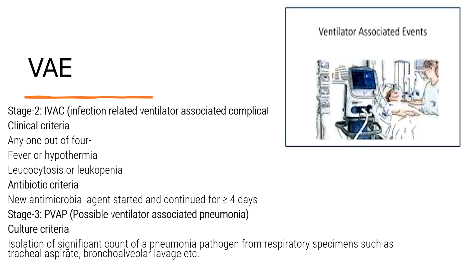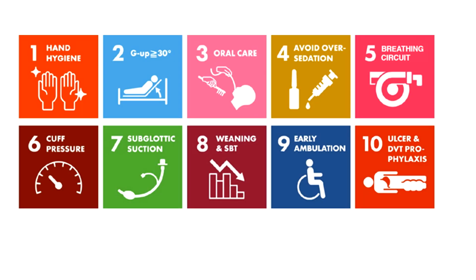Now in stage 3, that is PVAP. PVAP suggests a possible ventilator associated pneumonia. The culture criteria in this are isolation of a significant count of pneumonia pathogen from a respiratory specimen like bronchoalveolar lavage, tracheal aspirate, etc. How can we prevent this ventilator associated event?